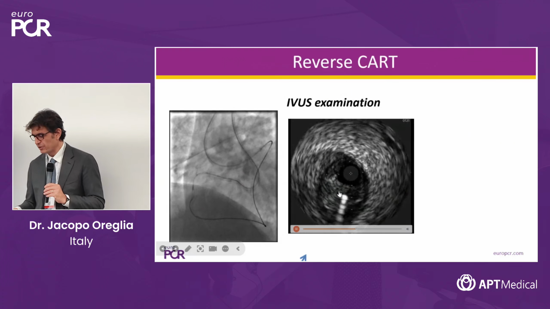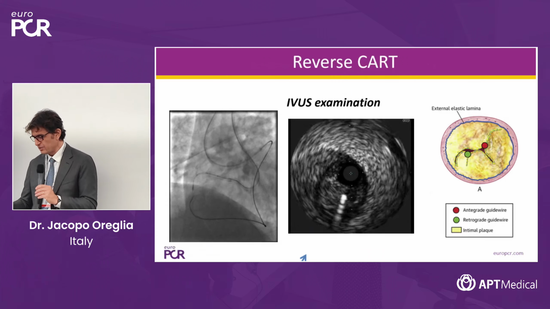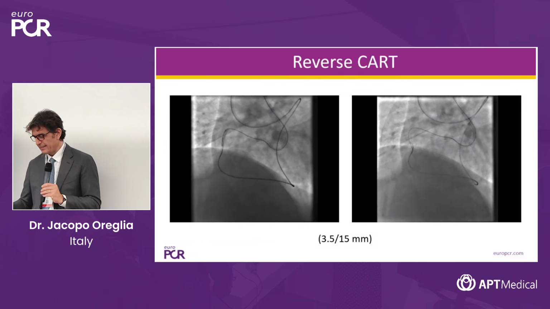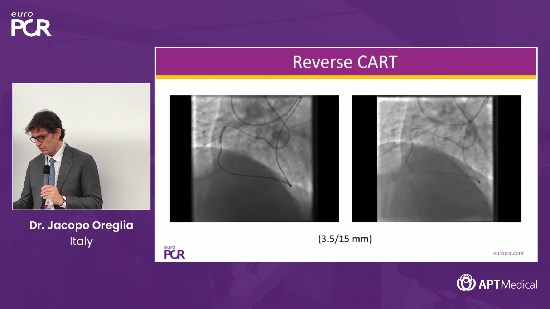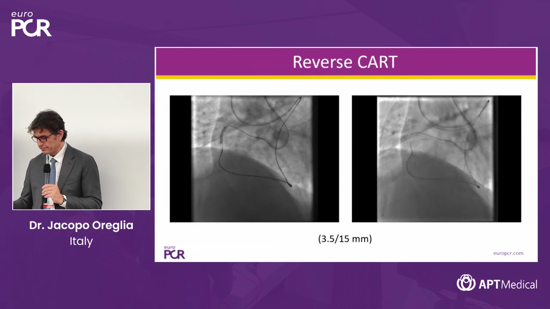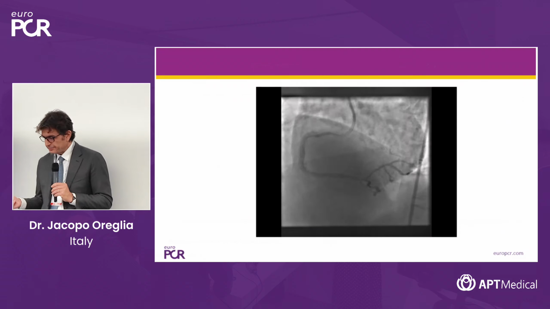So we do not need a 4-0 balloon like the vessel to create a connection, because this is the situation number A. And so we dilated and we made the connection with this balloon. And this is a conventional, let's say, reverse cut. Okay? And this is the result.